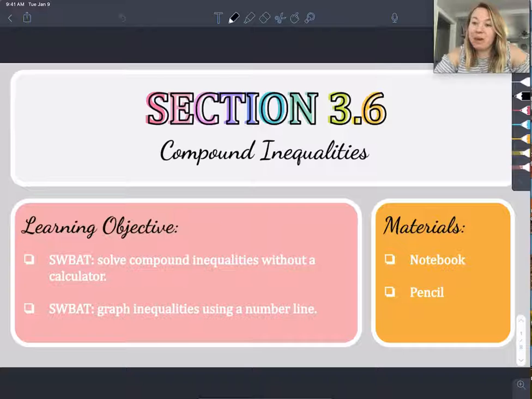You will need a notebook and a pencil for this lesson to take notes on. And then today's learning objectives are that students will be able to solve compound inequalities without a calculator, and students will be able to graph inequalities using a number line. So let's get started.